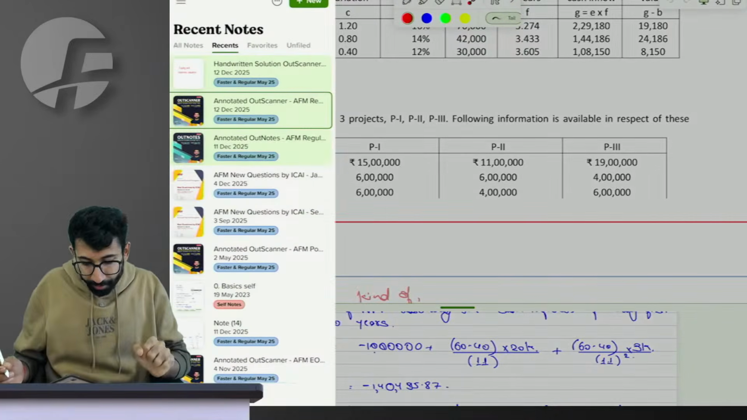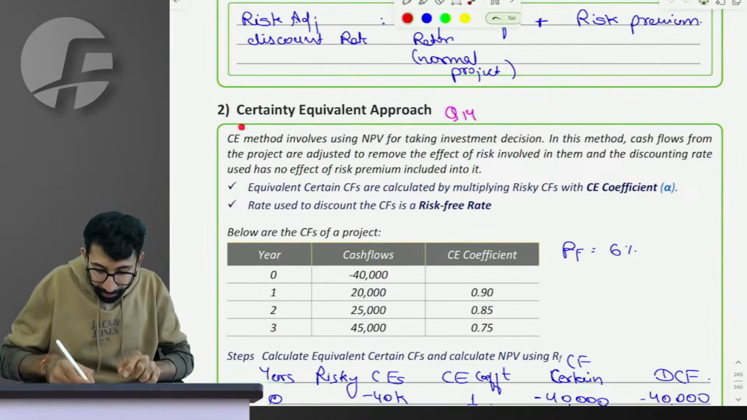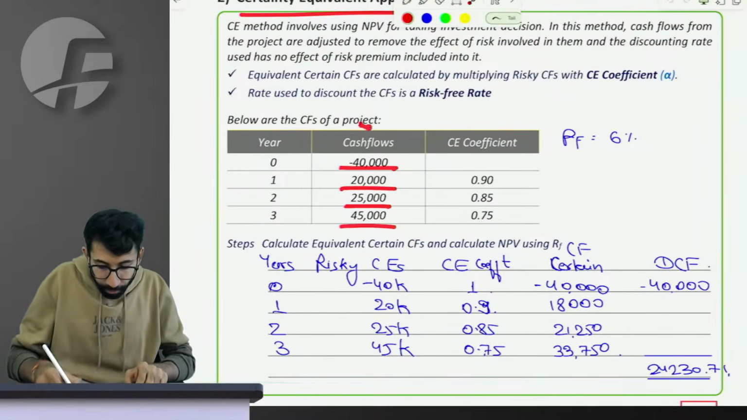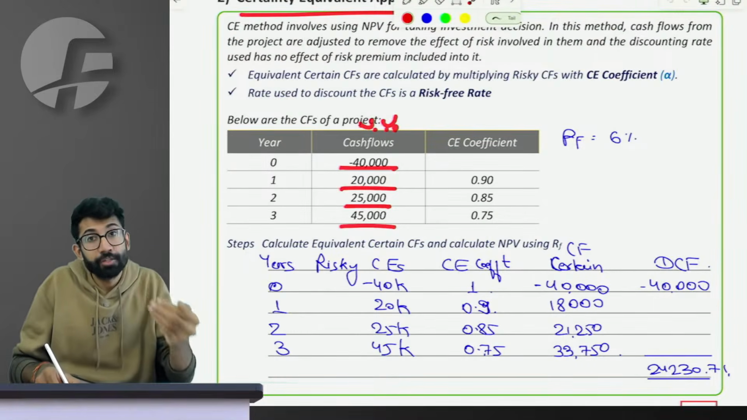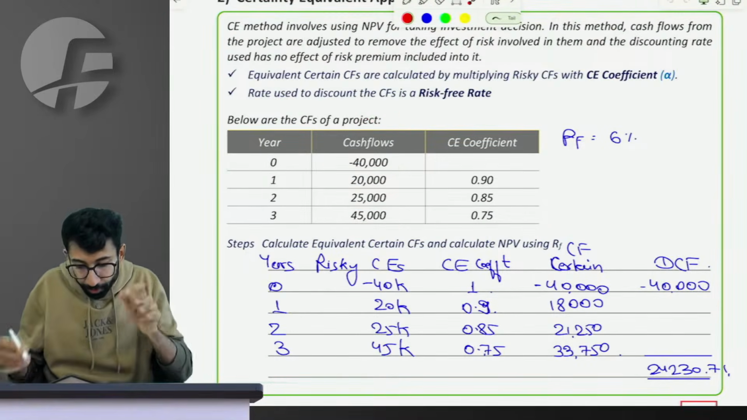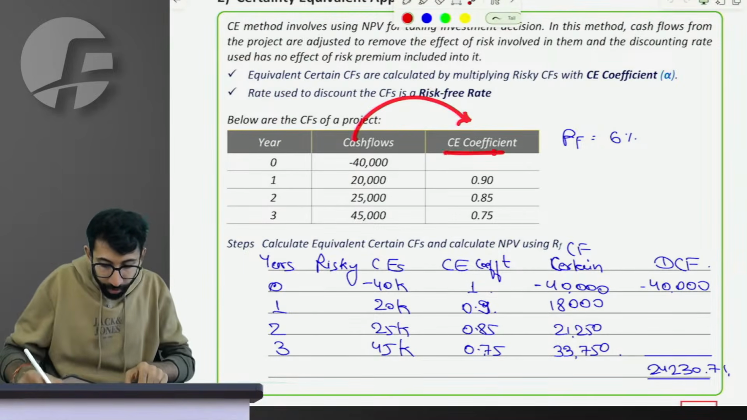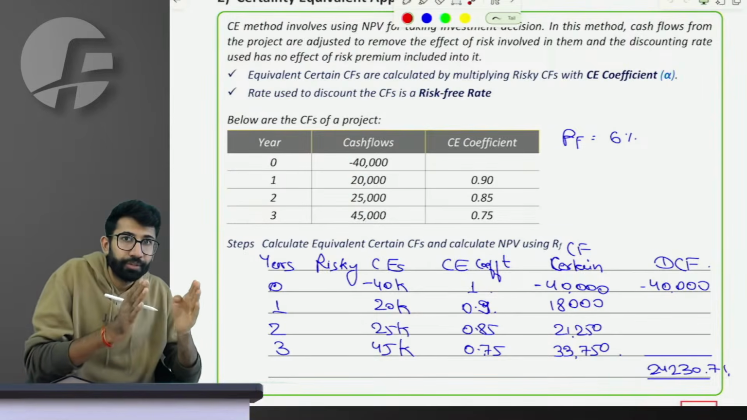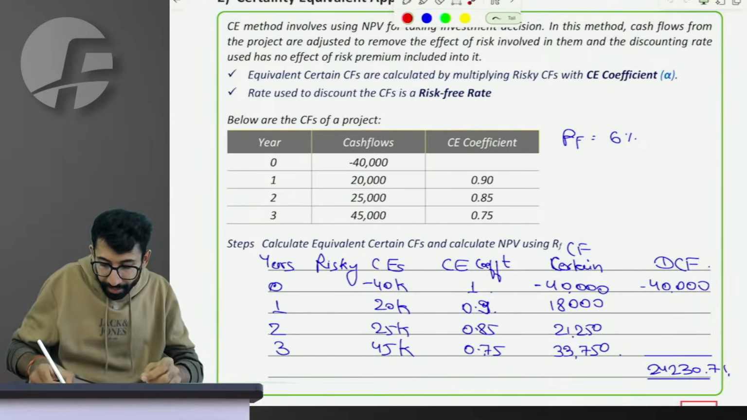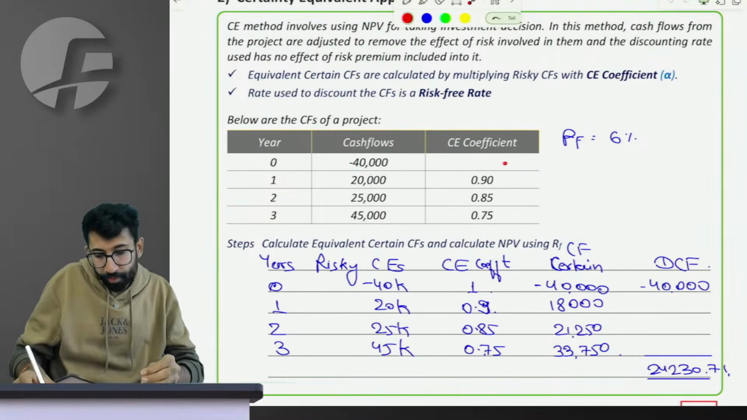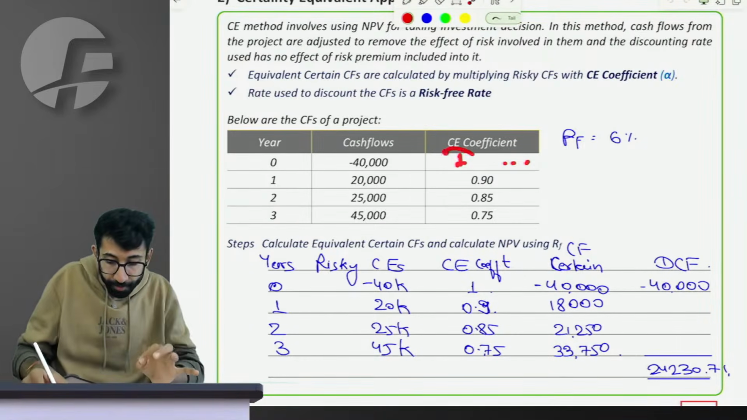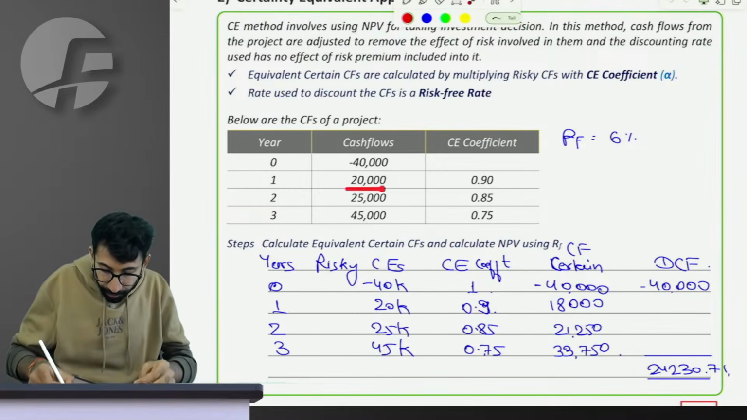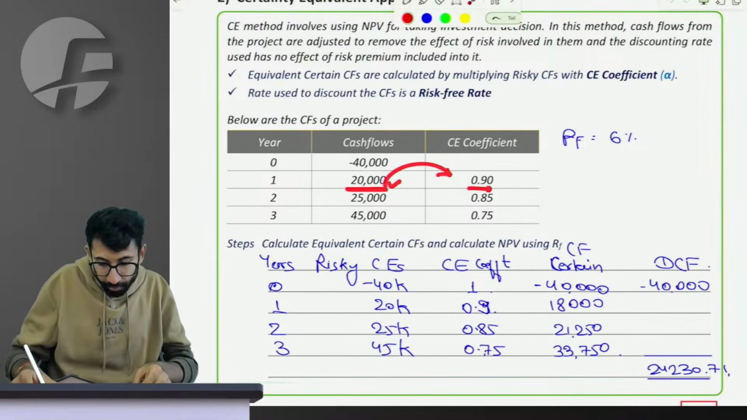The next concept is the certainty equivalent approach, where my cash flows are given, but the cash flows have uncertainty. You can convert those cash flows to a lower cash flow which is certain. You can give the effect of risk in those cash flows, like 40,000 is the initial outflow, which is fine, which is 100% certain, so the certainty equivalent coefficient is 1. Then in the first year I will have 20,000 inflow.